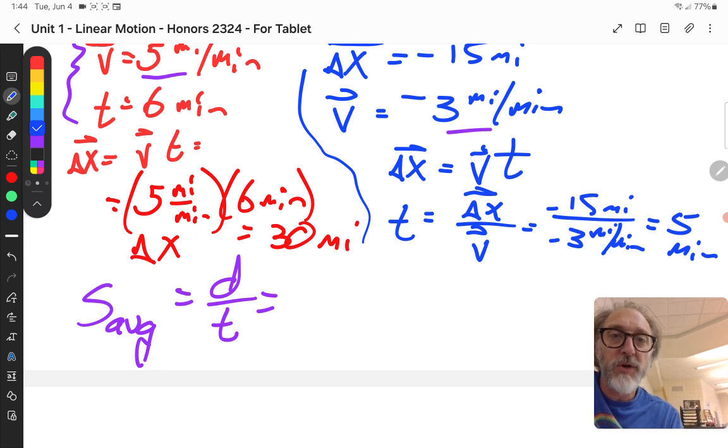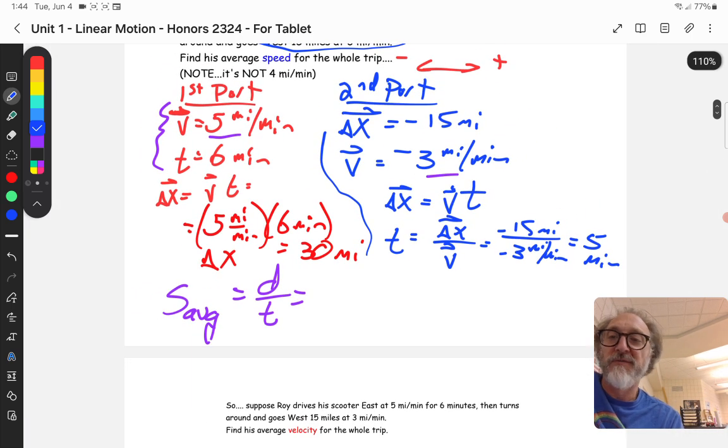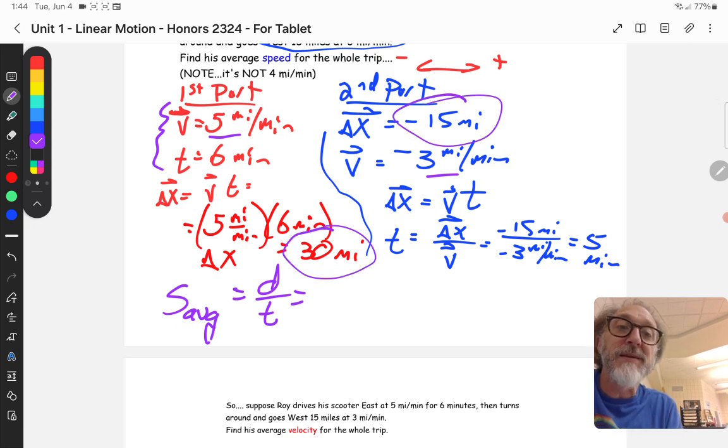So now we can find his average speed for the whole trip. What distance did he go? Well, he went 30 miles and then another 15 miles, right? Notice the direction doesn't matter here. Distance is just the length of the path he followed. He went 30 miles and then another 15 miles. So that's 45 miles.